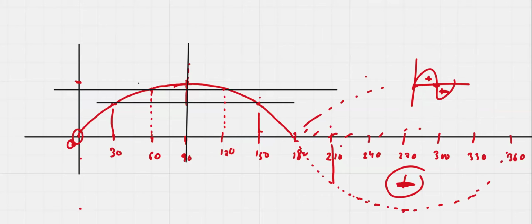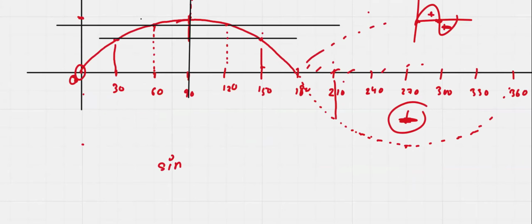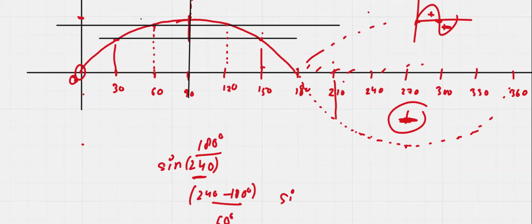So if you want to put values, let's say you are asked for the sine of 240 degrees. How you can do it is simply: this is greater than 180 degrees, right? Subtract 180 degrees from here. Whatever value you have got, that is 60 degrees, so sine 60 degrees is root 3 by 2. One more thing: you already know that this region is the negative part, so the value you are going to get is negative. Clear?